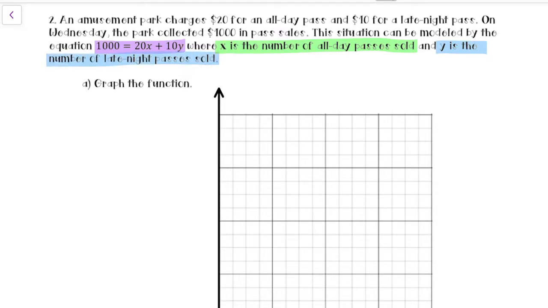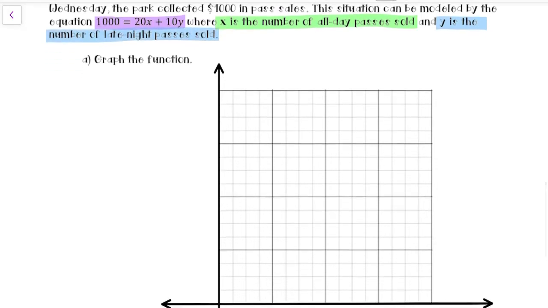So if we want to graph the function, I went ahead and drew in our axes already. We know we want them to look like an L because x and y stand for real things. You don't have negative passes sold. That wouldn't make sense. So we've got our L-shaped axes, so go ahead and draw yours in. And then this would be easy to graph using our intercepts.